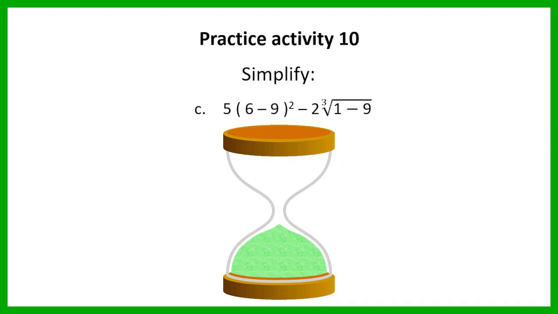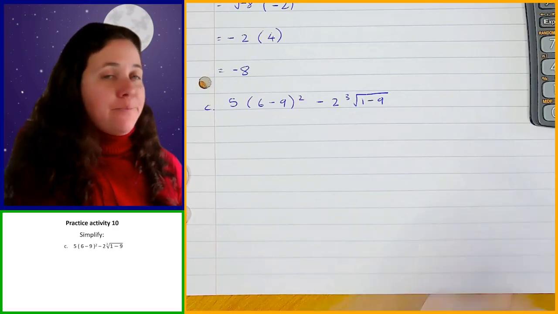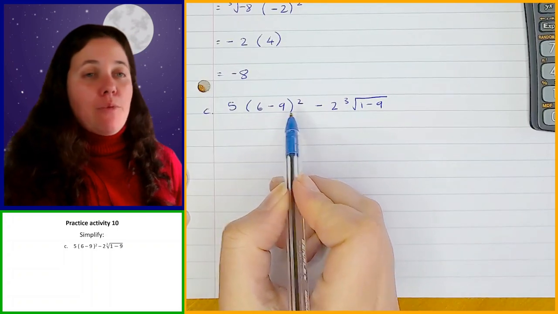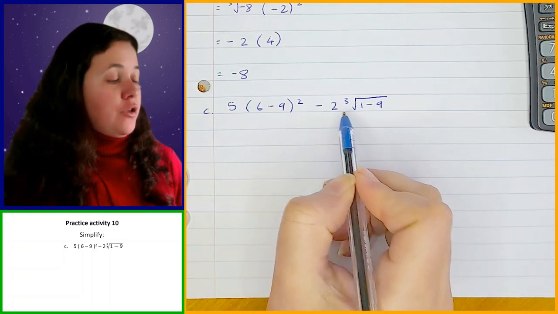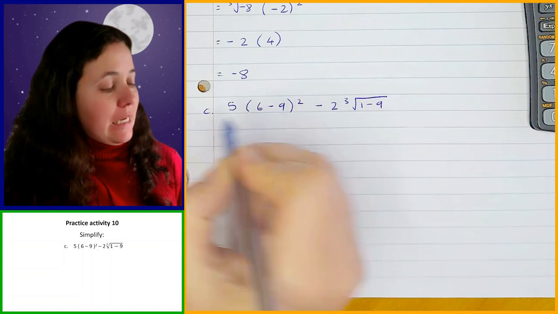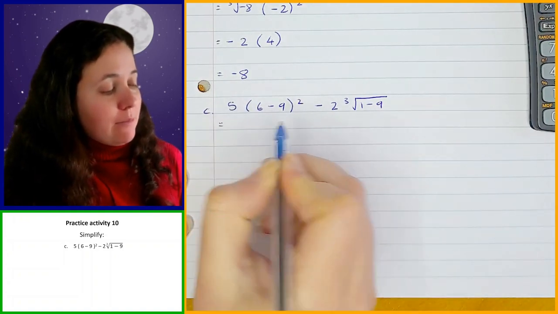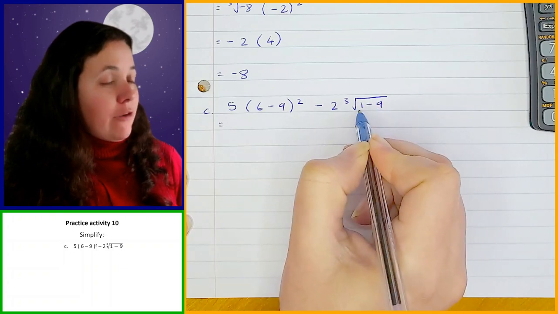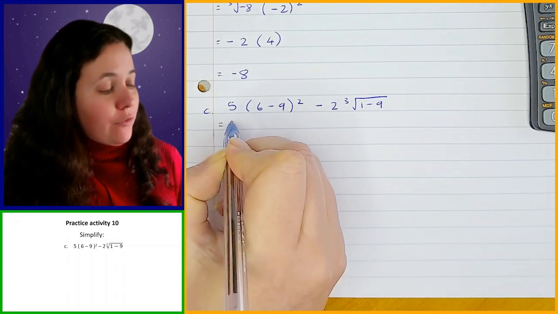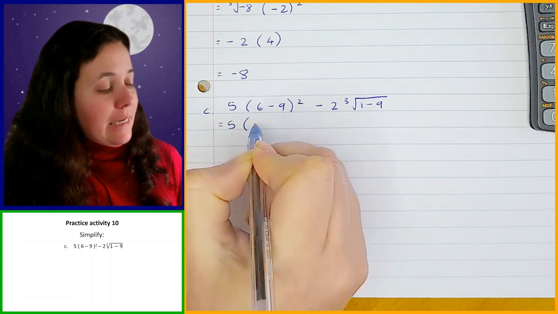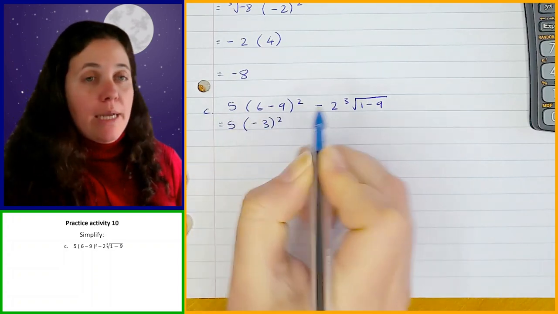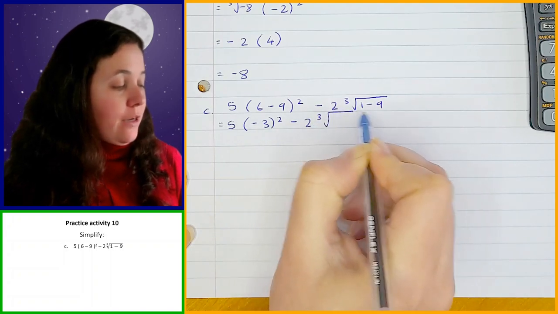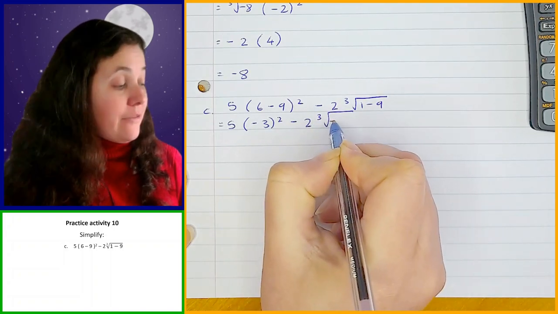Okay, you should be done with that last example. So let's go through question C. So we have 5 multiplied by 6 minus 9 in brackets squared, minus 2 multiplied by the cube root of 1 minus 9. Okay, so first of all, I'm going to simplify inside the brackets. I've got 6 minus 9, and inside the root sign over here, I've got 1 minus 9. So I need to simplify those first. So I've got 5 times 6 minus 9 is negative 3 squared. Minus 2 times the cube root of 1 minus 9, which is negative 8.